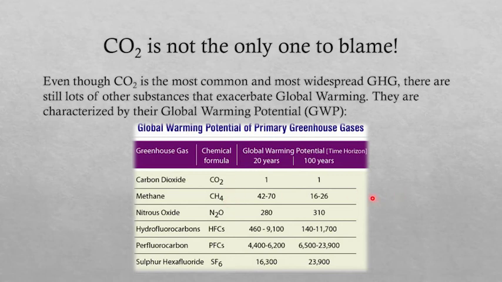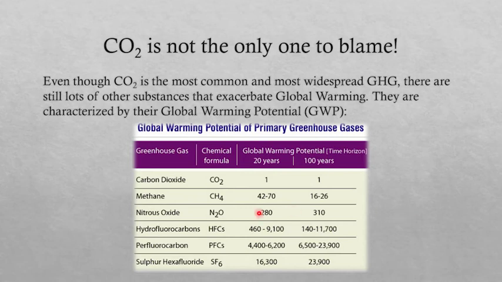Aside from methane, we also have other gases such as nitrous oxide or N2O with a 100-year global warming potential of 310, meaning it is 310 times worse than carbon dioxide. Also, we have hydrofluorocarbons or HFCs with a very high global warming potential, as well as perfluorocarbons and sulfur hexafluorides. Some of these substances are also ozone-depleting substances. Therefore, we really do not want them to be lingering in our atmosphere.